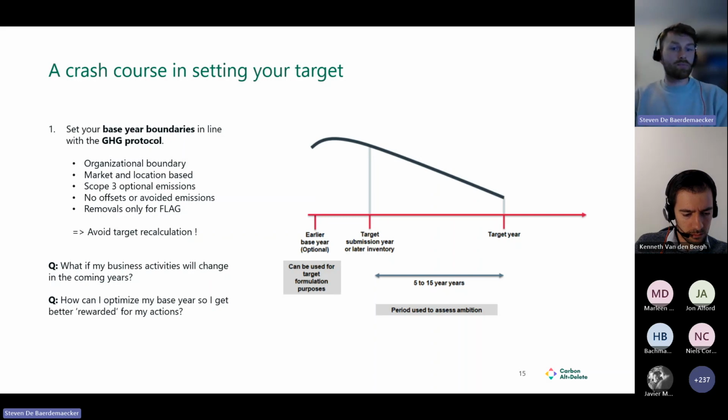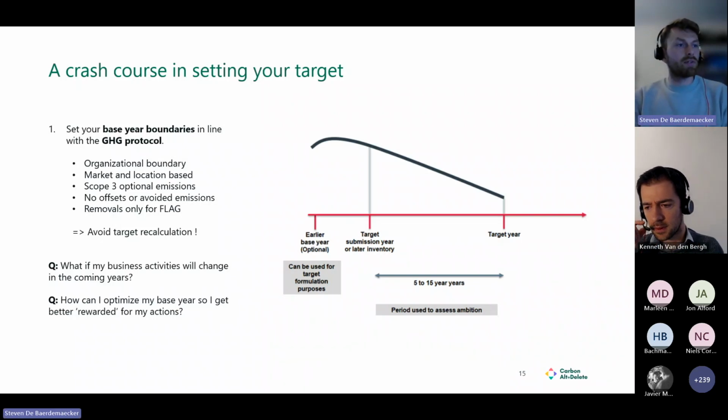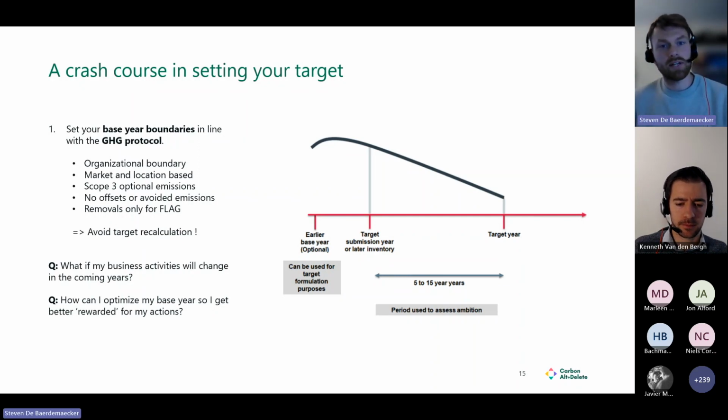Because it's quite an elaborate process and also a process that comes with a cost, we really advise you to think thoroughly about setting your base year straight, your boundaries straight, and to avoid target recalculation in the future. To be fully transparent, when first digging into the SBTi, I underestimated the importance of setting a straight base year, but by getting more and more practical experience, it's really one of the key facts of setting a good target. And that really aligns with the two questions I addressed that I think are, or will soon be, frequently asked questions.